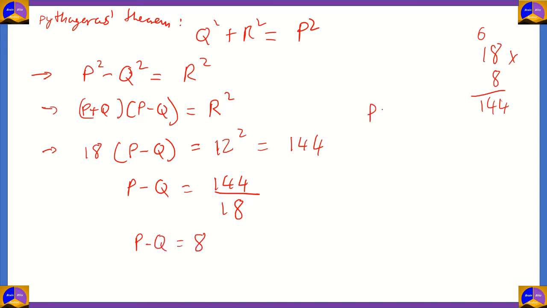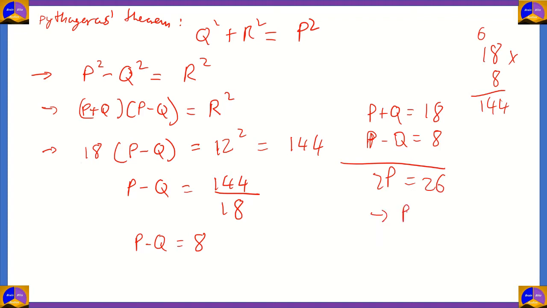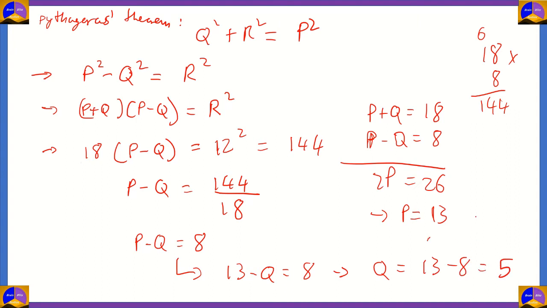So we now know P plus Q is equal to 18, P minus Q is equal to 8. So on addition, you get 2P on the left hand side, on the right hand side it's 26. So therefore P will be equal to 13. The magnitude of vector P is 13. So since P minus Q is 8, you can write 13 minus Q equals 8. So therefore Q equals 13 minus 8, which is equal to 5. So you have the magnitude of vector P as 13, the magnitude of vector Q as 5.